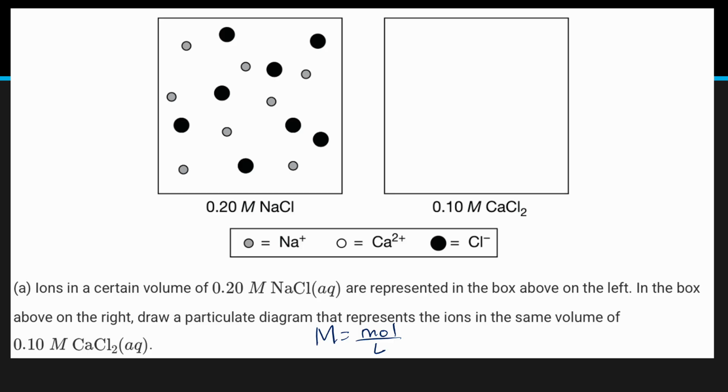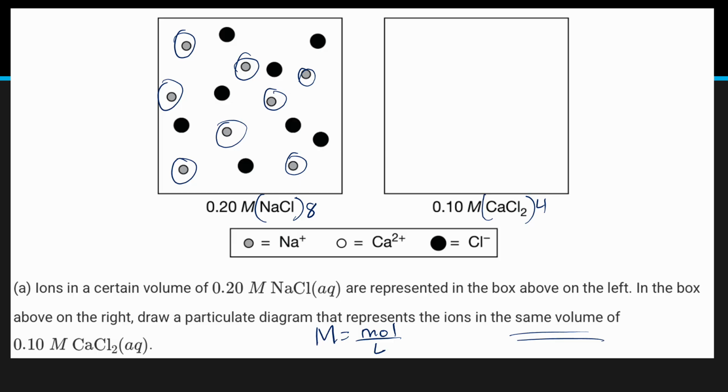So on the left here, I have 8 sodium ions and 8 chlorine ions, which means I have a total of 8 sodium chlorides. Now, if I want to reduce my concentration by half, that means I'm going to have 4 calcium chloride units. And the only reason we can do it this way is because we know they are of the same volume. So because I have 4 calcium chloride units, I'm going to need 4 calcium ions and 8 chlorine ions because I have 2 chlorines per 1 calcium.